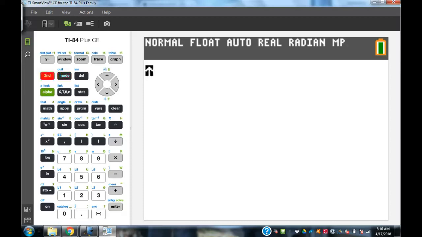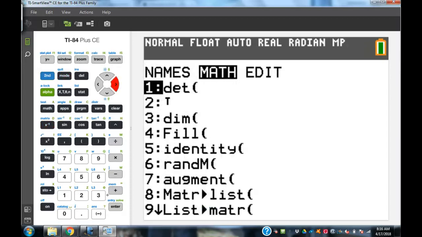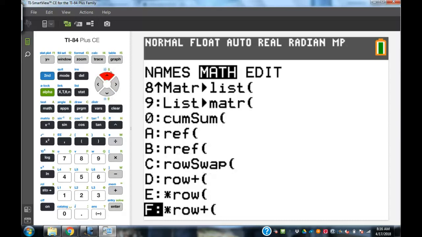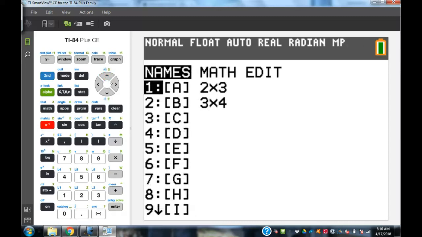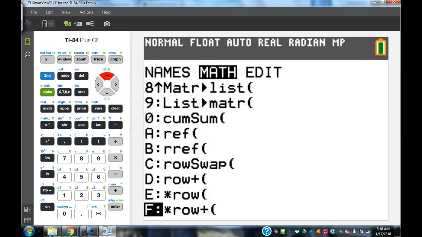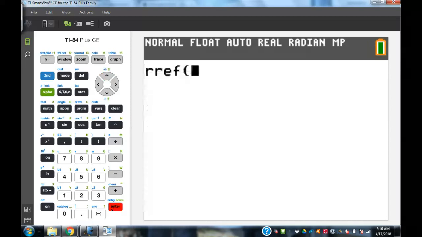So we go back to second matrix, go over to math. We're looking for the RREF. That stands for reduced row echelon form. And it's down toward the bottom, so the quickest way is just when you hit second matrix, press over to the math button and press the up arrow to get down to the bottom the quickest. So RREF is what we want to pick. Don't pick REF because it's not going to do as much as you need. You want RREF. Okay. Hit enter, and then we need to tell it what to do that with.